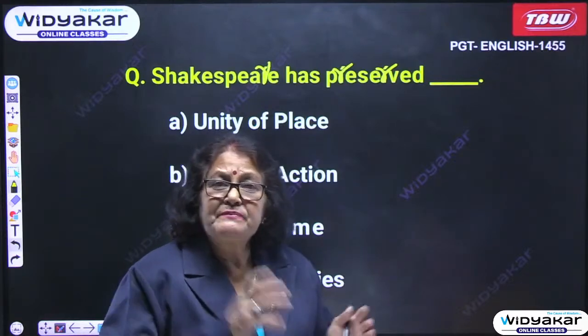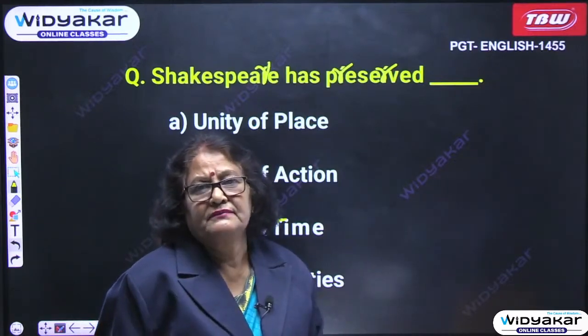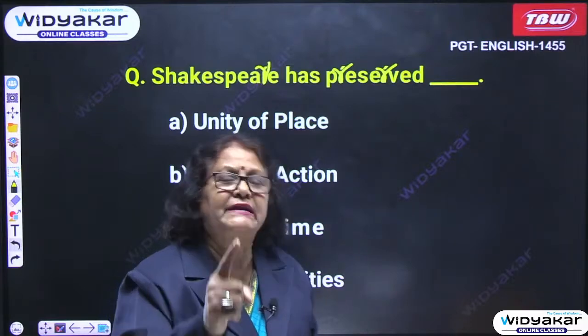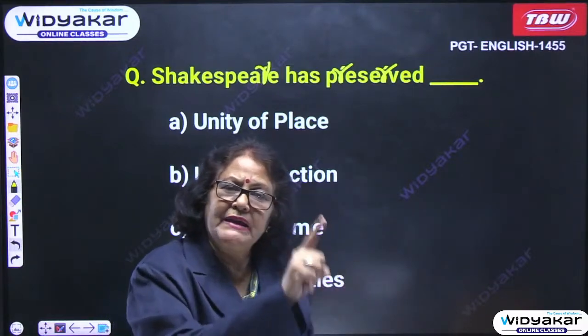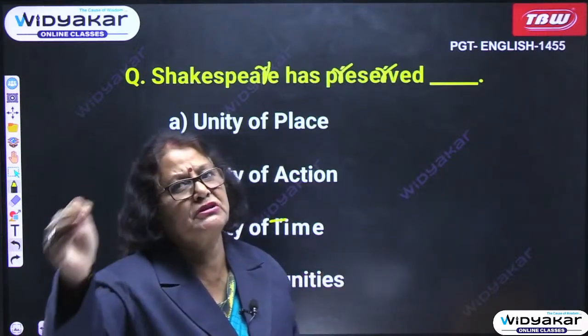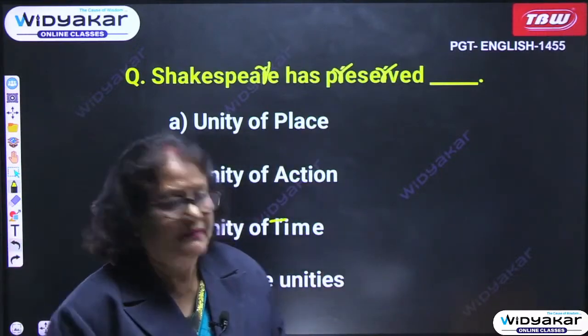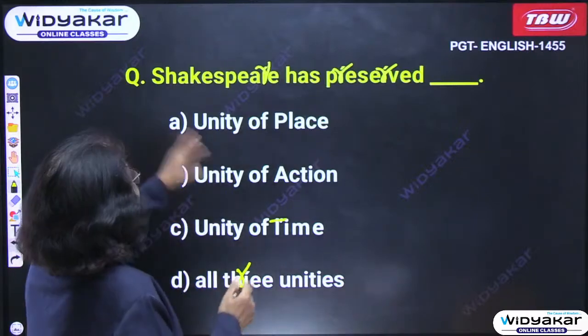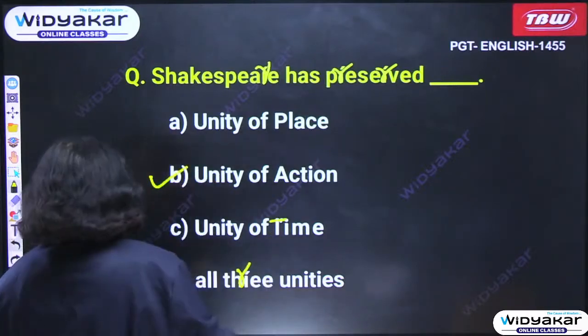So Shakespeare maintained that unity of plot. The plot had exactly a beginning, middle and end. The plot develops regularly, goes on to the end, and justifies the end. So Shakespeare has preserved the unity of action.